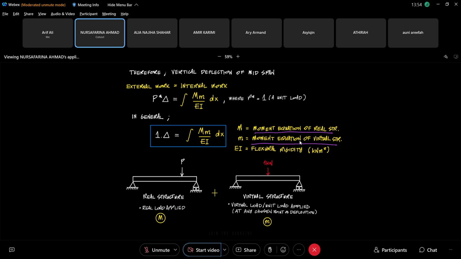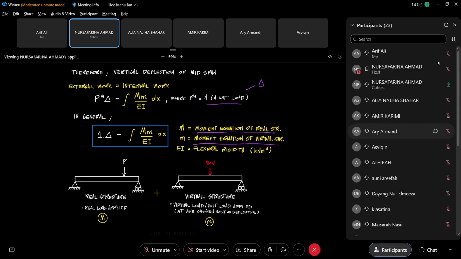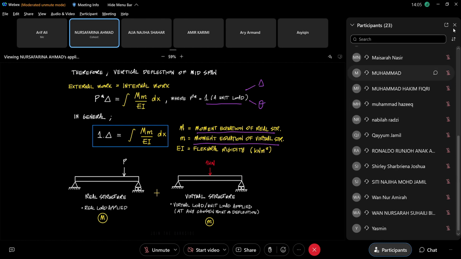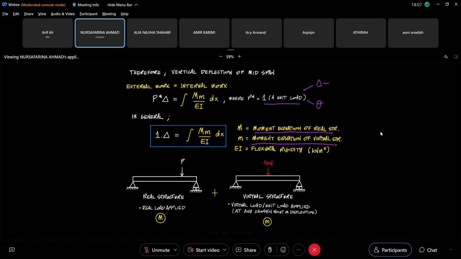Okay, so for P is a 1 unit load. If the question asks for a deflection, then on the beam there will be deflection and rotation. So deflection is a 1 kilonewton, rotation is 1 kilonewton meter. So you have to put a moment, depending on what is asked.